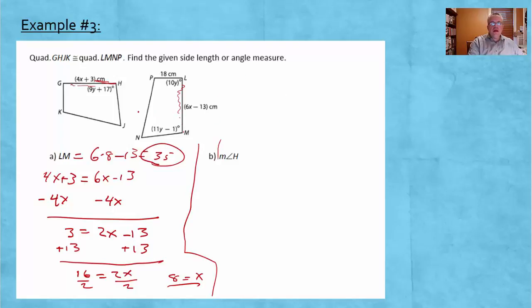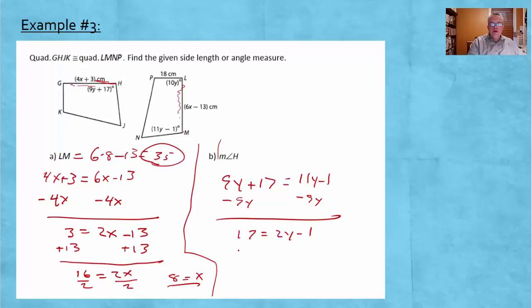So measure of angle H. Okay. We do need this. Angle H is 9y plus 17. And angle H, let me see, that's the second letter that matches angle M, which is 11y minus 1. All right, all algebra. Subtract 9y. We got 17 equals 2y minus 1. I'm going to add 1 to both sides because I'm trying to get y by itself. So I get 18 equals 2y. If I divide both sides by 2, I get 9 equals y.